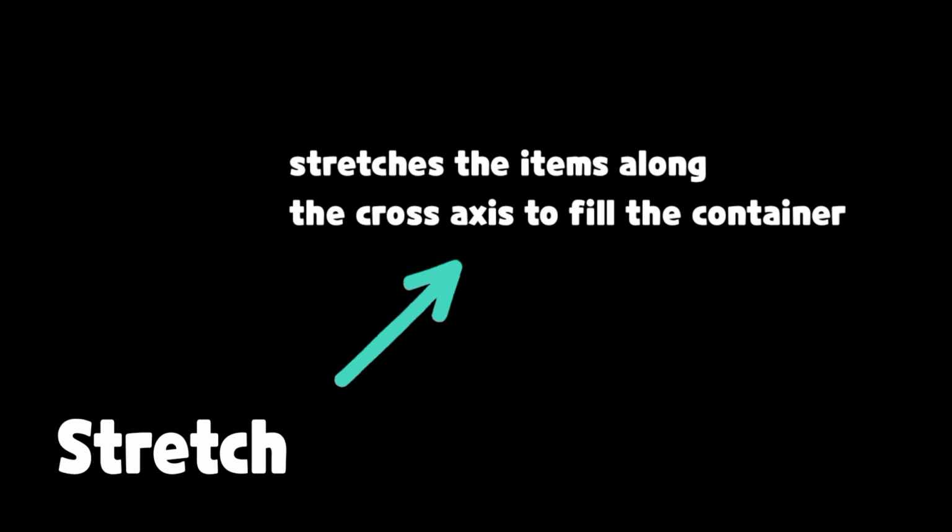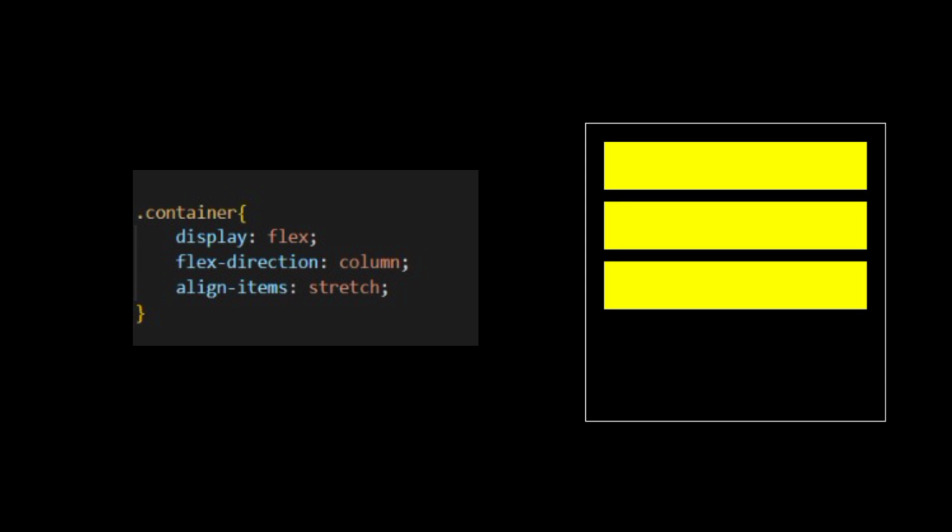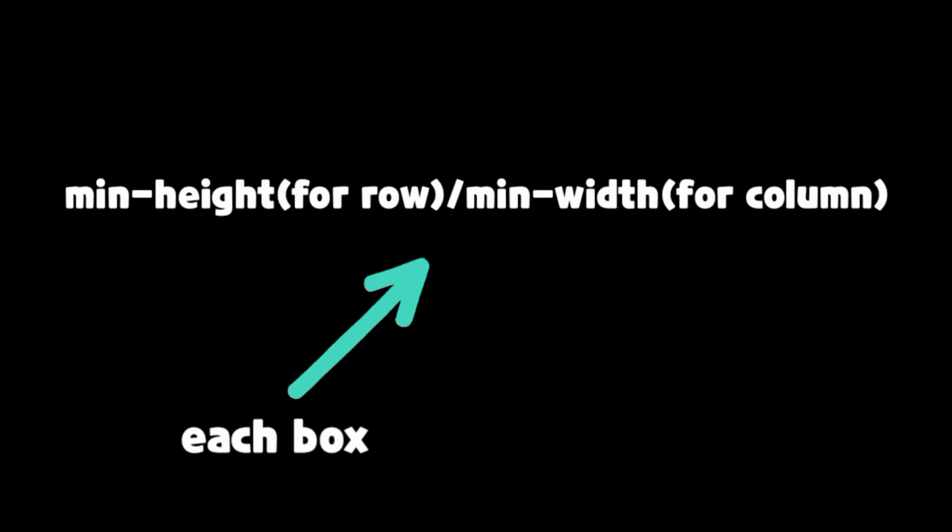And then we have stretch as the last value. This value stretches the items along the cross axis to fill the entire container. Now if you have the flex direction as column, the items would stretch themselves to cover the entire width of the container. Whereas if you had row, then the height of each of the items would stretch to fill the height of the container. Now when working with stretch, you need to keep in mind that if you have a fixed width and height for the box within the container, this stretch won't really work. So you need to assign min height and min width if you want it to work, either flex row or flex column.